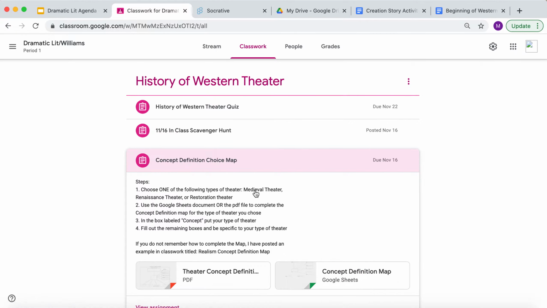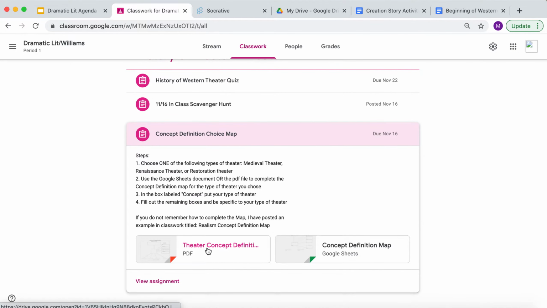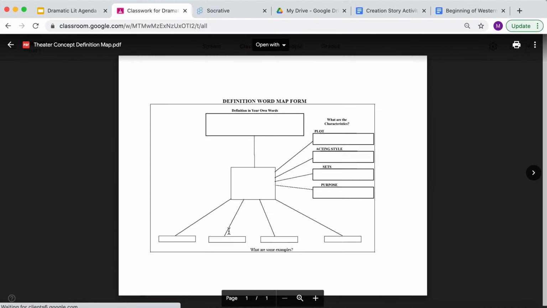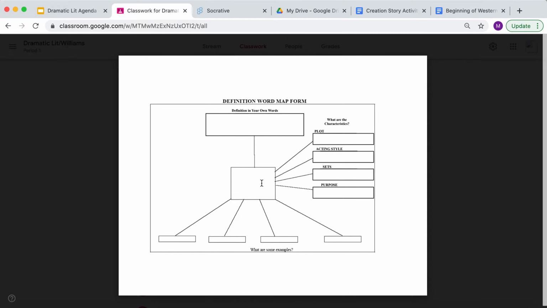So what you're going to do is you'll choose one type of theater and then fill out the concept definition map. In the middle box here is where you would put your type of theater that you chose. So if you put Restoration Theater, you would put that right here. And then here you would put the definition of that type of theater in your own words. And then these four boxes are about the characteristics. So what was the story like? What were the acting styles like? The sets, and what was the purpose?